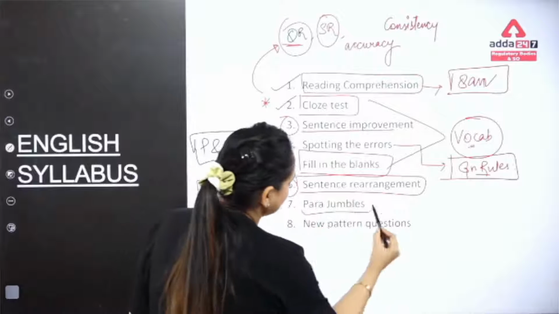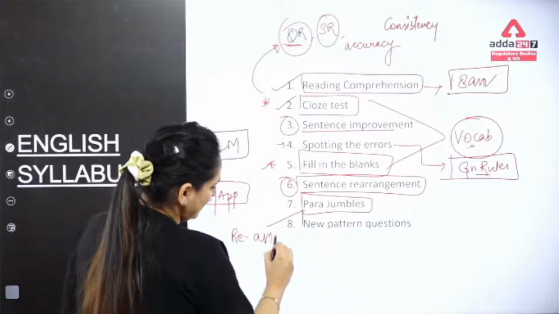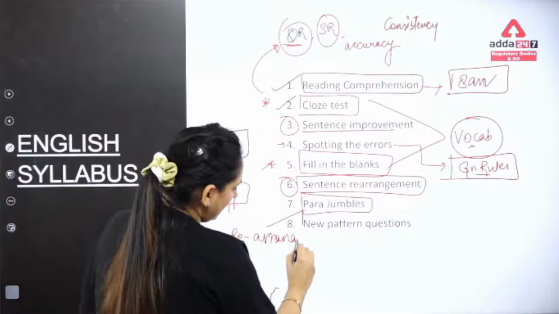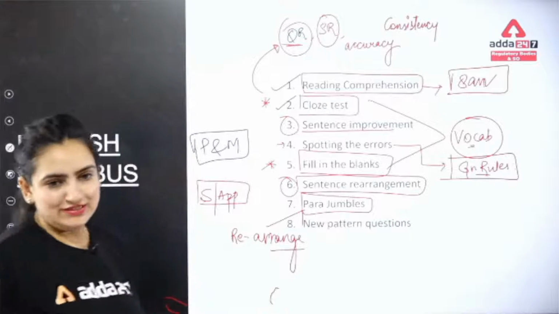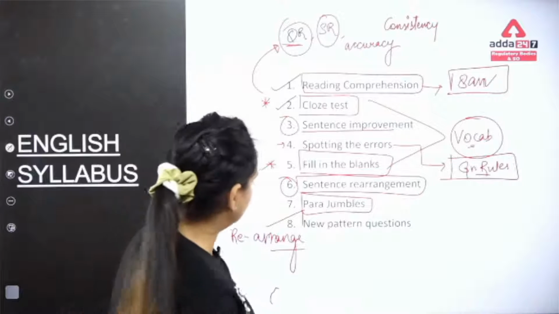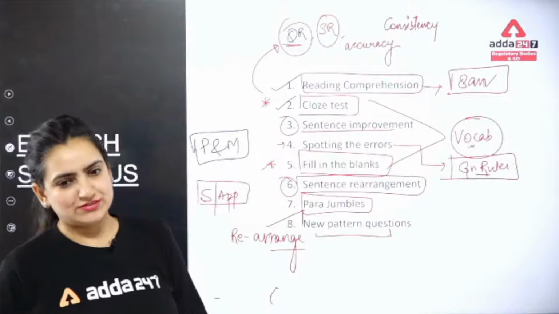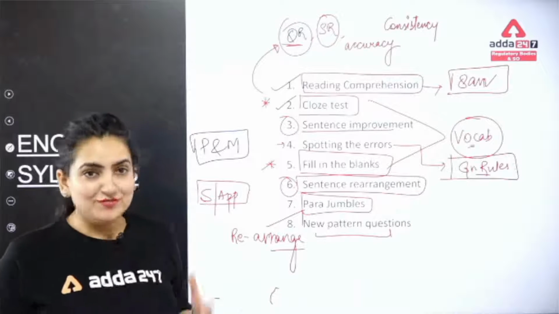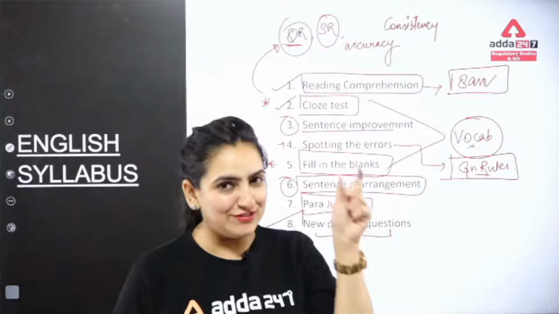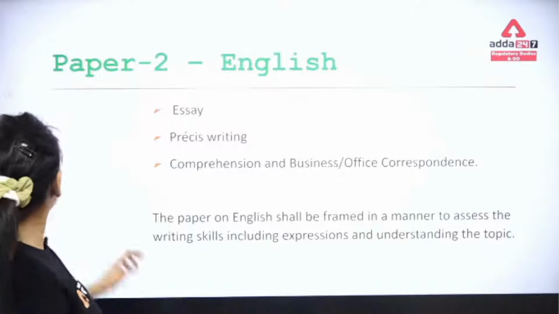Next comes the para jumble. Again, you have to rearrange the sentences in such a way that they are grammatically and contextually correct and meaningful. You have to make them into a meaningful arrangement. Then come the new pattern questions, and we will be solving all those questions. I firmly believe that I have explained each and everything, and things are quite clear at the back of your mind.